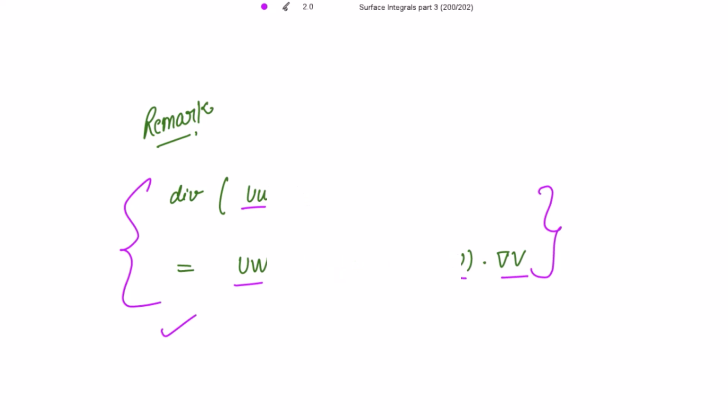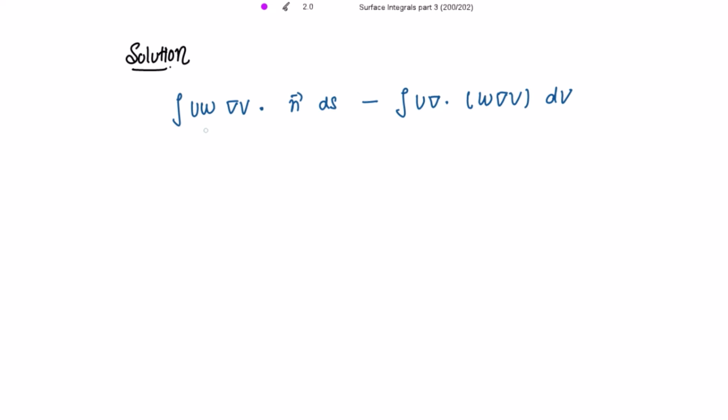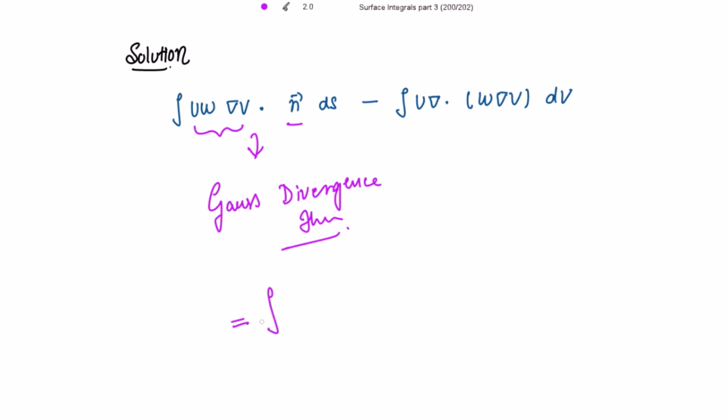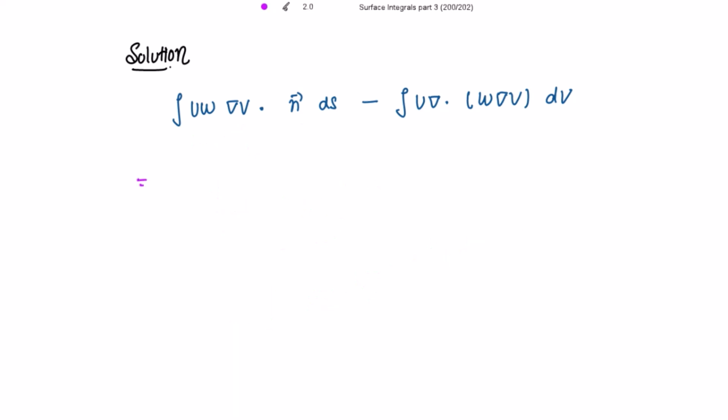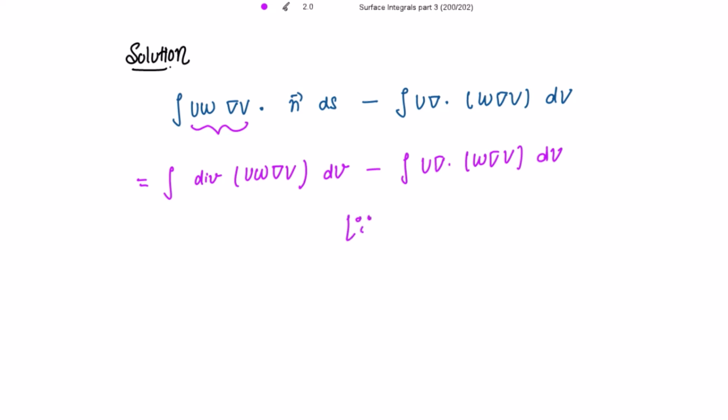Let's start with the proof. Writing the right hand side first, because I have the dot product of this with n vector ds, I can use Gauss's divergence theorem here, that is the integral of the divergence of this vector dv. So this is equal to the integral of the divergence of this dv minus the second term as it is. And in the bracket, just using Gauss's divergence theorem, the integral of the divergence of u w ∇v.